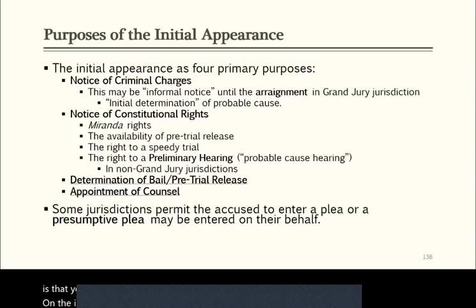Now, at this point, we'll also appoint counsel. So we'll appoint counsel right from the get-go if you qualify. And we'll talk about how you qualify for appointment of counsel in terms of money, right? How much money you have and things like that. But we're going to appoint counsel, and the counsel is going to do the bail hearing for you. Now, some jurisdictions may permit the accused to enter a plea, but generally speaking, at this point they don't, and a presumptive plea is entered on their behalf. And the presumptive plea is that of not guilty.